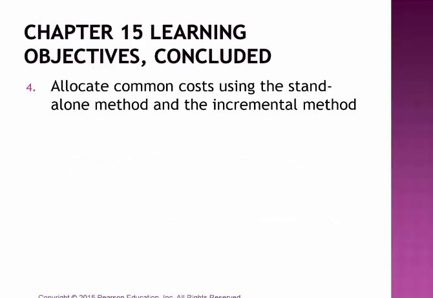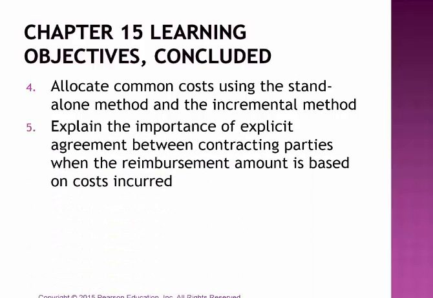Number 4, we are going to allocate common cost using the standalone method and the incremental method. And we will also explain the importance of explicit agreement between contracting parties when the reimbursement amount is based on cost incurred. Recall that I mentioned in chapter 14 we were going to be looking at some governmental type of issues. For example, Department of Defense contractors and those kinds of folks. They expect to get reimbursed for some of their underlying costs when they do these government contracts. And we'll talk about that in this chapter.